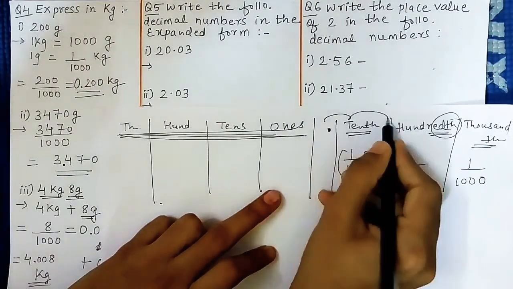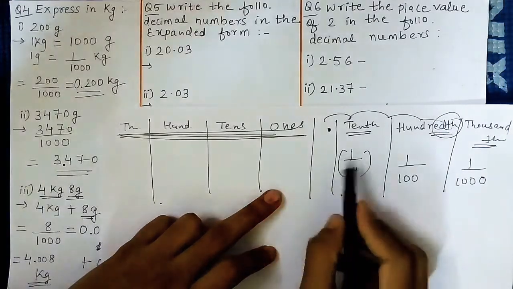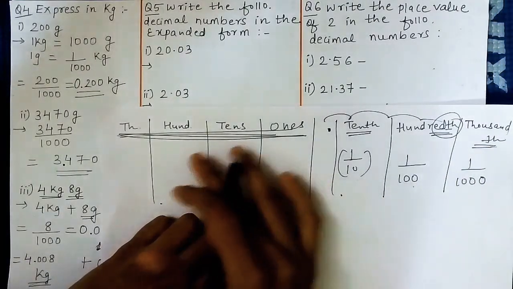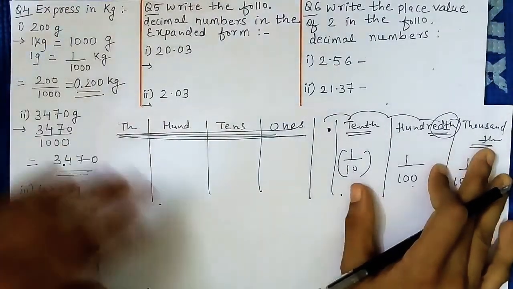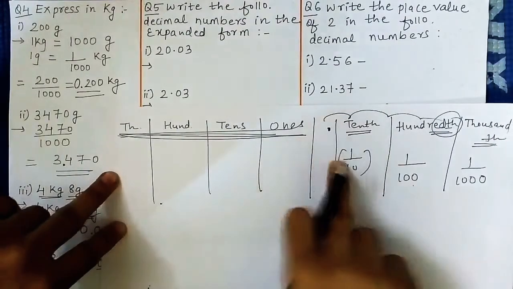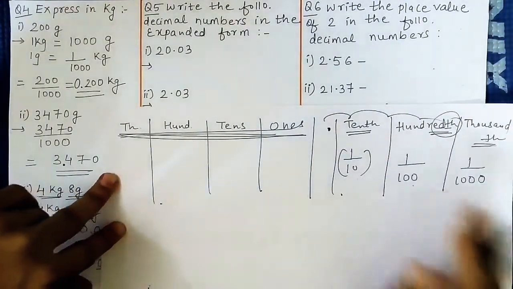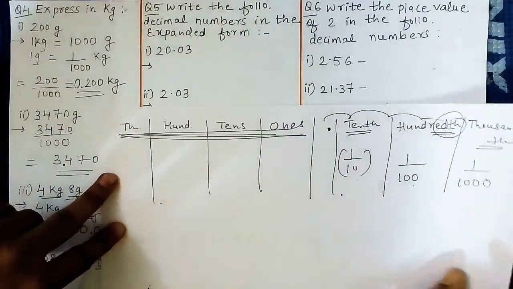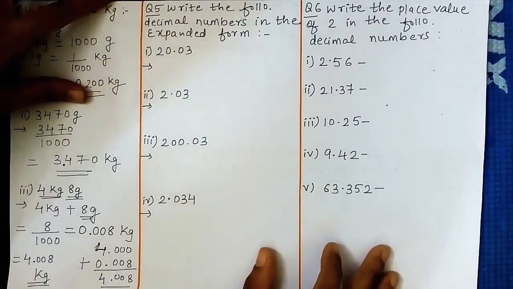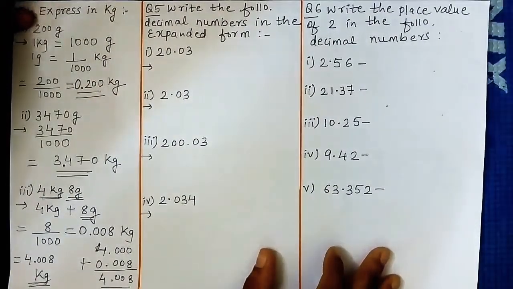So as we go on moving to the right side, we go on dividing by 10, 100, 1000, and so on. So this is the place value system for decimal numbers. Ones, tens, hundred, thousand, and after the decimal point it is tenth, hundredth, and thousandth. So our question 5 is: write the following decimal number in the expanded form. So you will write it in expanded form.